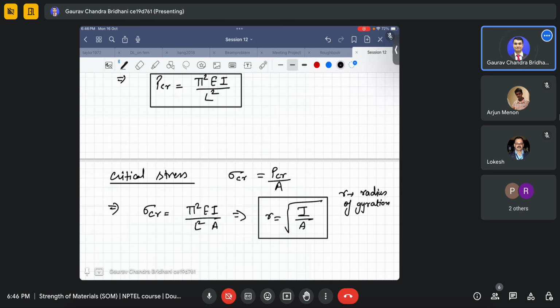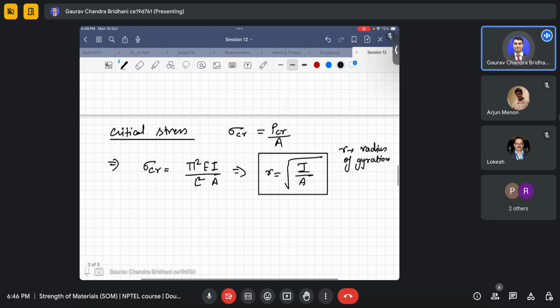Okay, so this r becomes radius of gyration, and we can easily replace that there. So we say sigma CR is equal to pi square E, so r square comes up and this becomes L square. So further what we do, we write pi square E and we take r in the denominator, so we write L by r whole square in this manner.